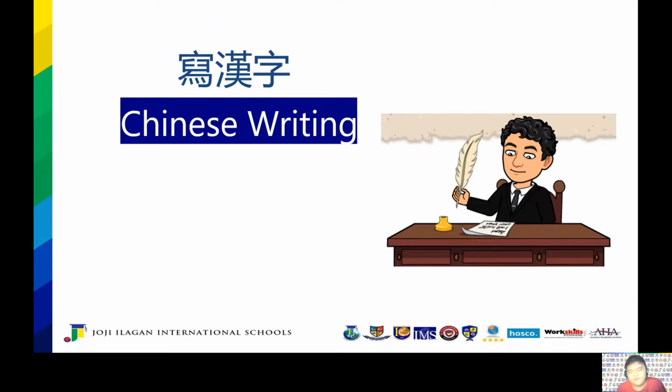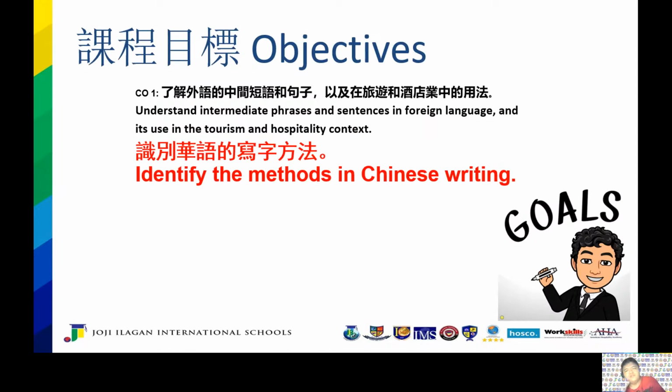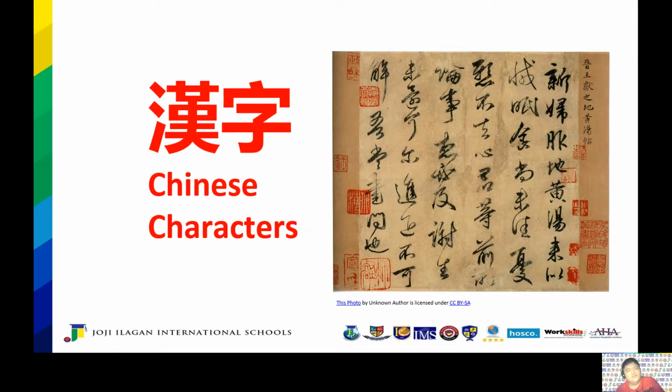All right, so now I'm going to show you some objectives. Identify methods in Chinese writing. That's the one goal we'll be achieving for this particular lesson, for this video. So let's move forward and talk about Chinese characters, or Hanzi. What are Chinese characters?